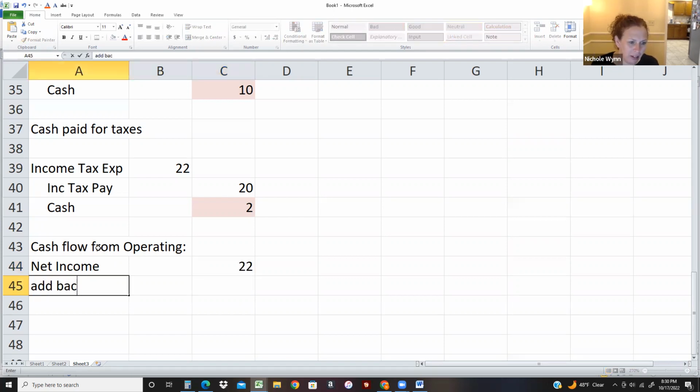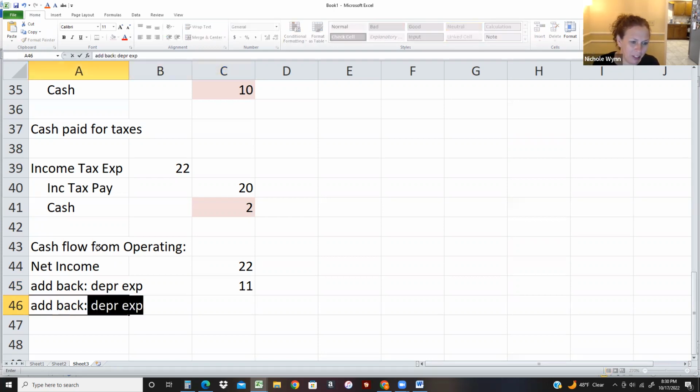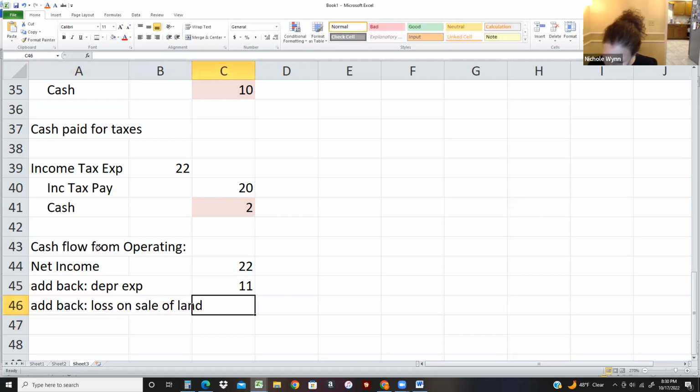I'm going to add back depreciation expense. Do I have any? I do, 11. And I don't have any amortization expense. So then I'm going to add back losses and subtract out gains. I have a loss on sale of land, and the loss on sale of land is 5. I'm going to add that back.